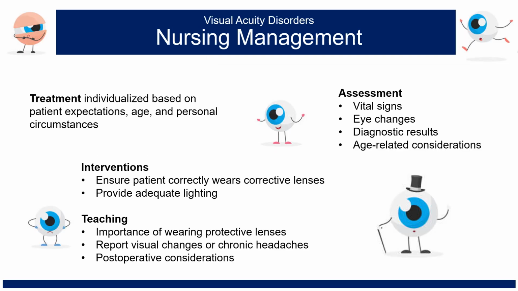All right, so just to recap here, if you have a refractive error, then treatment is going to be based on the patient expectations. Maybe they want surgery, maybe they want glasses. If they're older, in their 80s, they may not want to do LASIK surgery. Interventions, we're going to do a lot of teaching, make sure that they're wearing their glasses correctly and that they have adequate lighting because light is important to see.